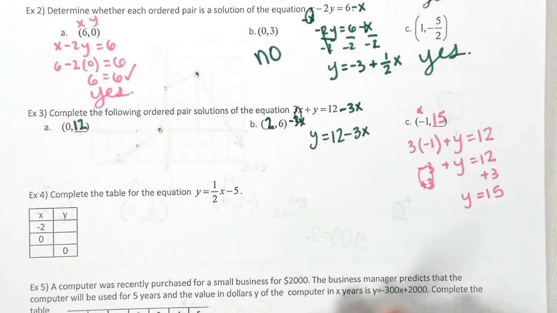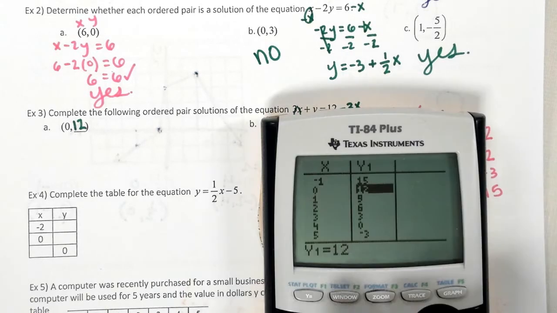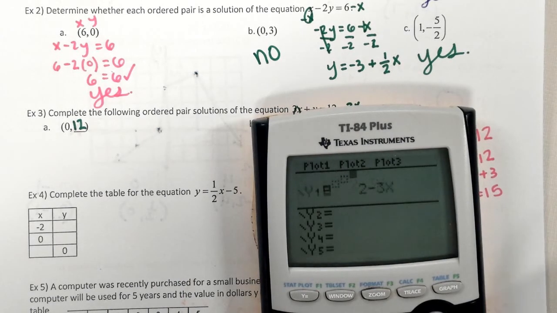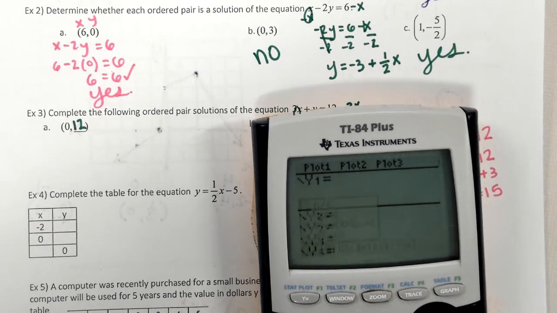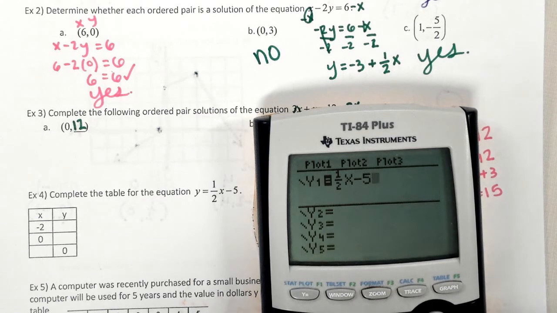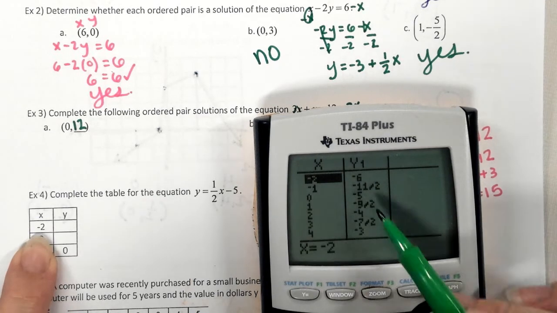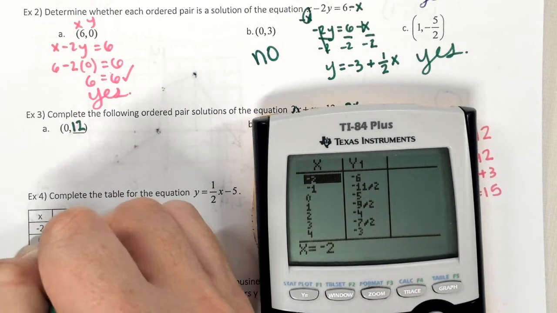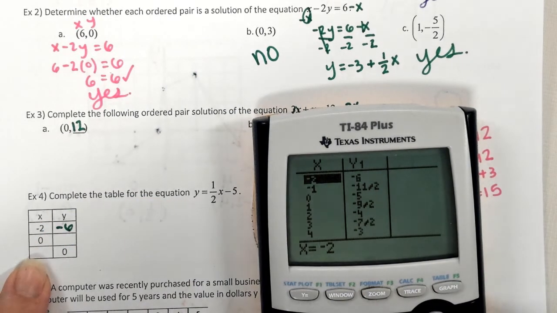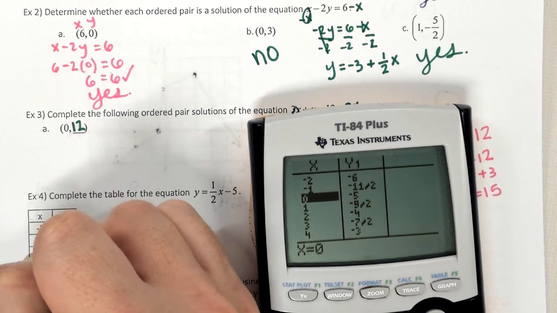Number 4, is this one already solved for Y? So type it in your calculator. Don't make your life hard. Alpha Y equals, enter 1 over 2 X minus 5. Second graph, so I'm looking for where X is negative 2. What did it give me? Then it gives me 0, and what's X? Oh, what's Y? And then it gives me Y is 0.